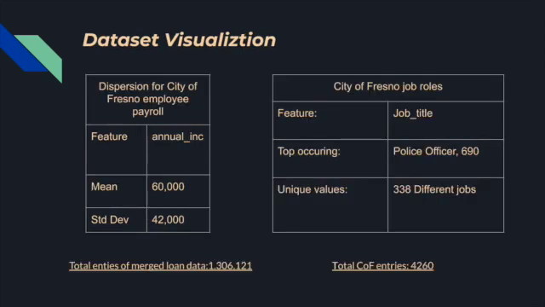And now visualizing our wage dataset. The mean income for City of Fresno employees is $60,000. Top occurring occupation was police officer with 690 individual titles, and there are 338 different jobs. And as you can see, we have 4,260 different employees, each with a unique wage that we are dealing with.